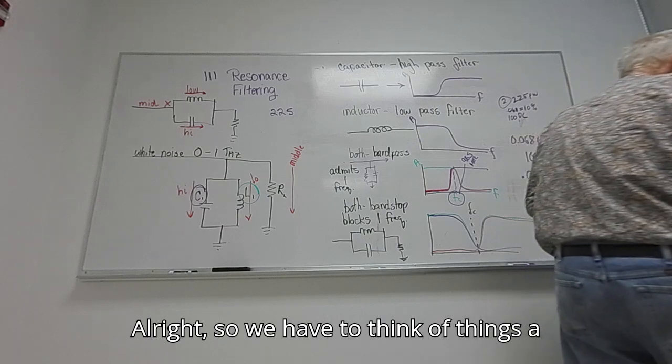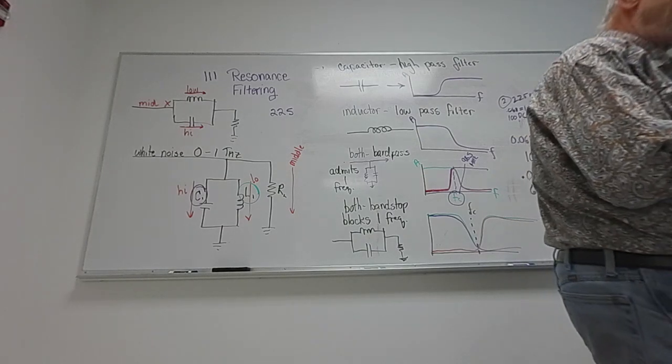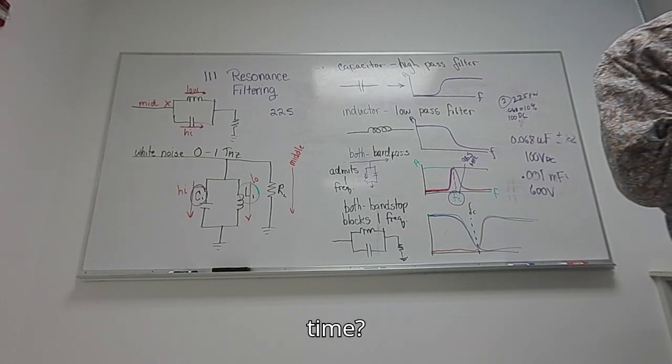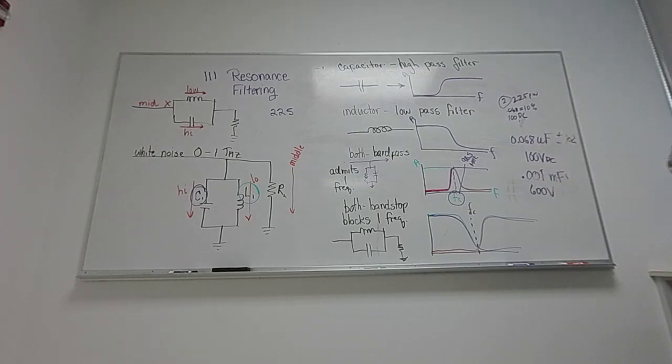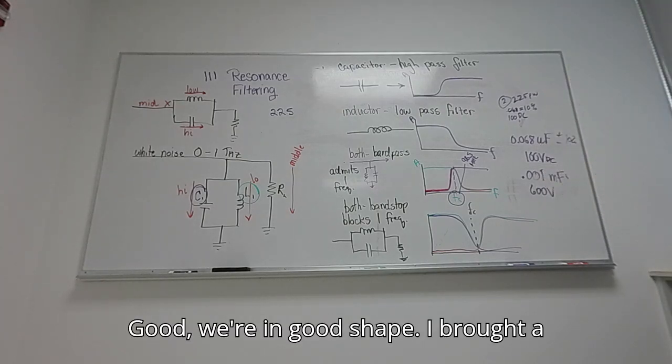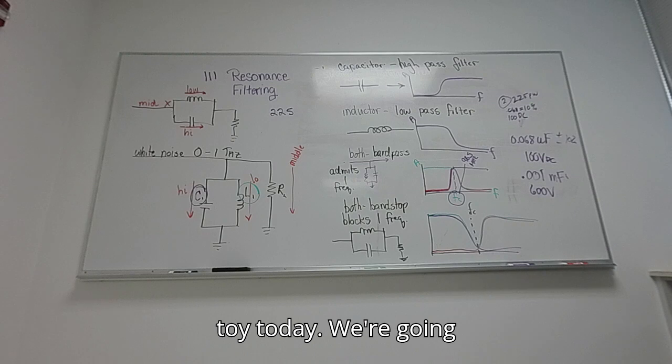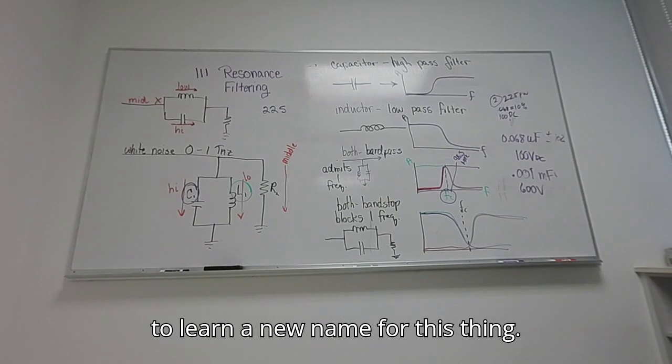All right, so we have to think of things a little differently. How are we doing on time? 9:35. Good, we're in good shape. I brought a toy today. And we're going to learn a new name for this thing.